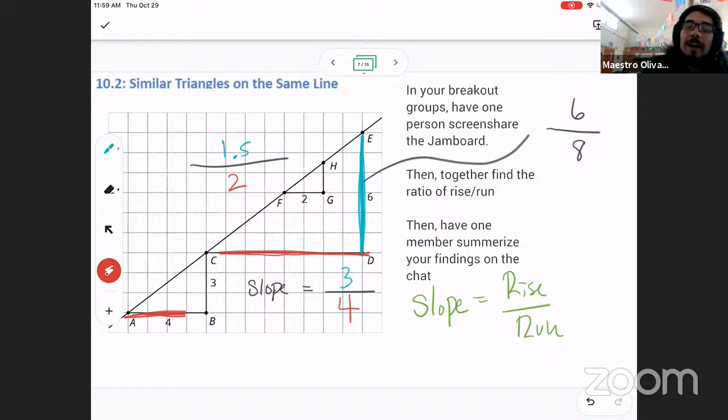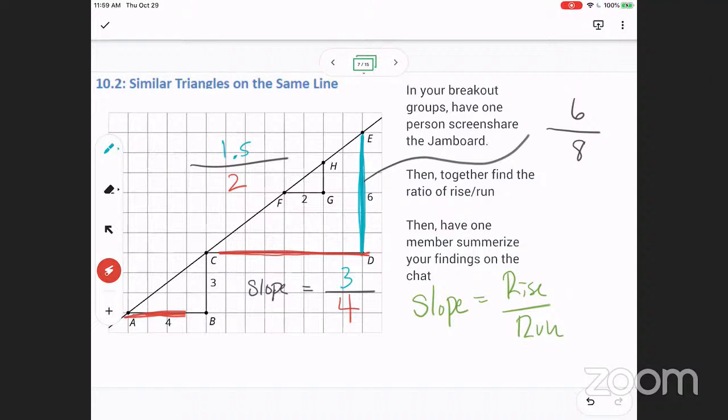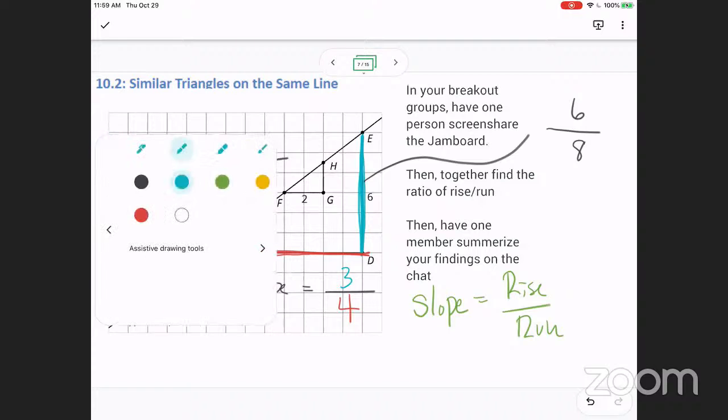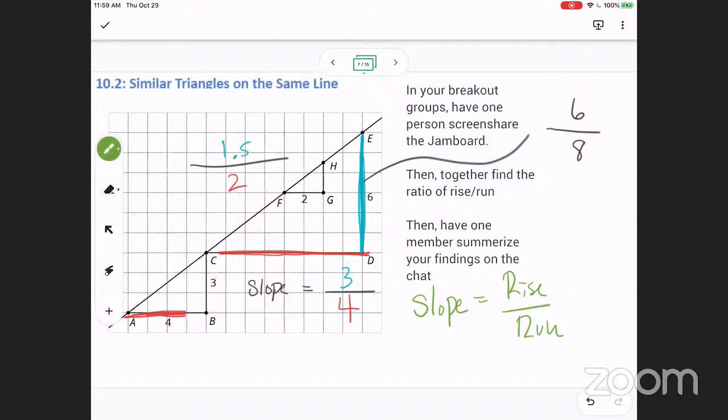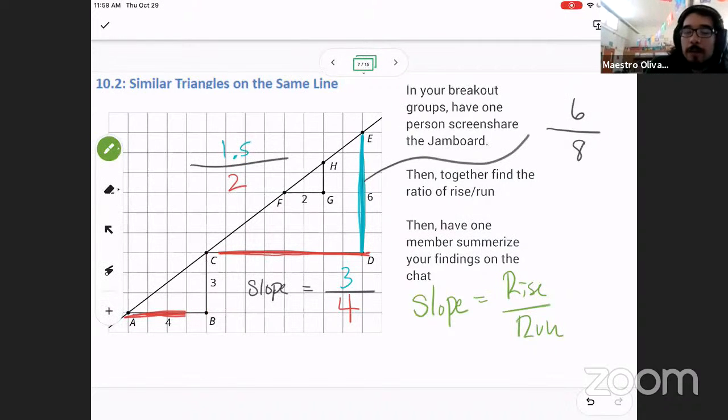Angel, I want to give you the spotlight right now. You messaged something in the chat earlier. You gave me a decimal. What was that decimal you wrote? 0.75. How did you get 0.75?